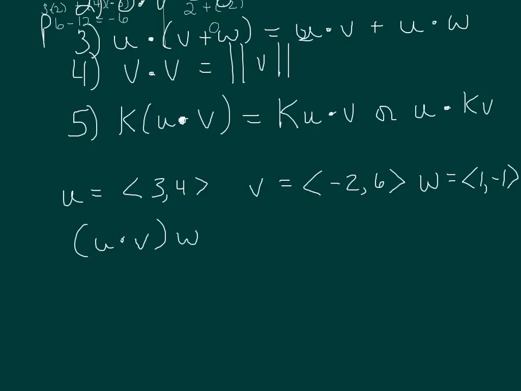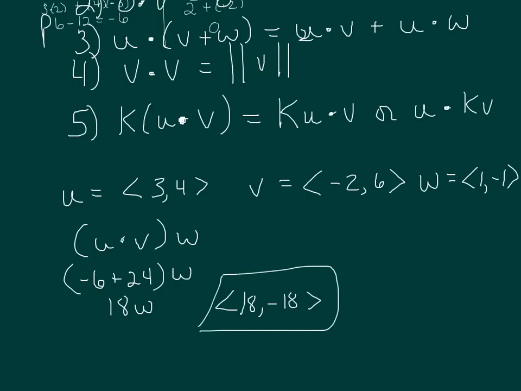All right, so the dot product of u with v is going to be 3 times -2 plus 4 times 6. And I'll multiply that by vector w. So we have 18 times vector w. And vector w is 1, -1, so my final answer is 18, -18.